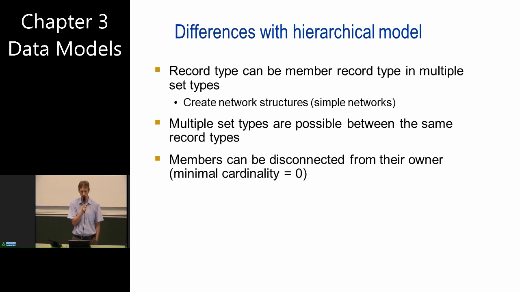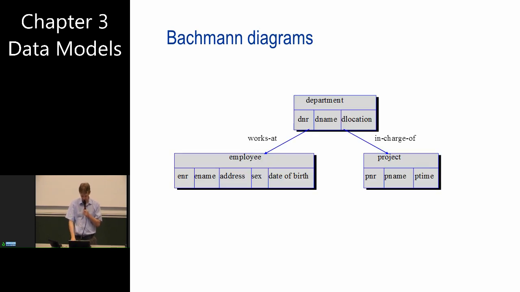In the hierarchical model, this was not the case. Children cannot be completely disconnected from their parents. Here, this is allowed since the minimum cardinality is 0. One more thing is, of course, related to the data items. As we said before, in the CODASYL model, those data items can be vectors or repeated groups. This was not the case in the hierarchical model. So there are some differences between the CODASYL and the hierarchical model, and the CODASYL model does offer some more modeling expressiveness than the hierarchical model.